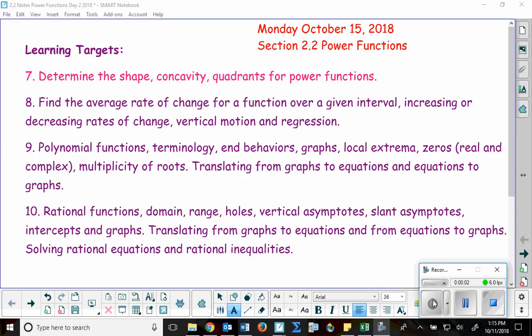Hey students, today we're going to wrap up power functions, which you started last week. You should have your blue packet already finished, and then from here we're just going to be working on practicing looking at power functions and thinking about what those graphs are going to look like.